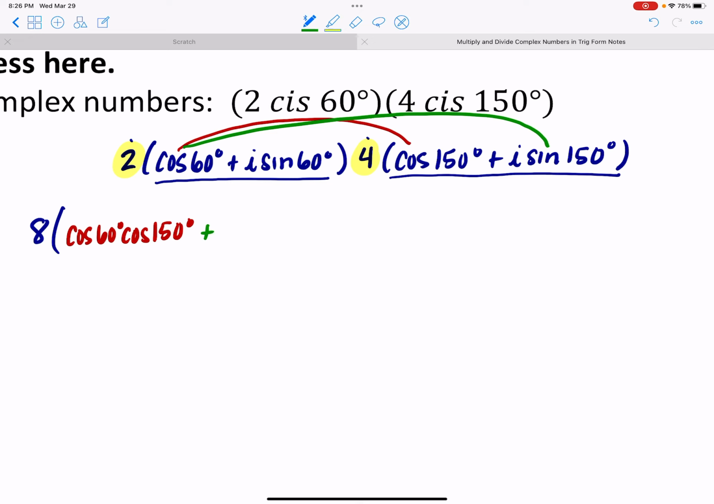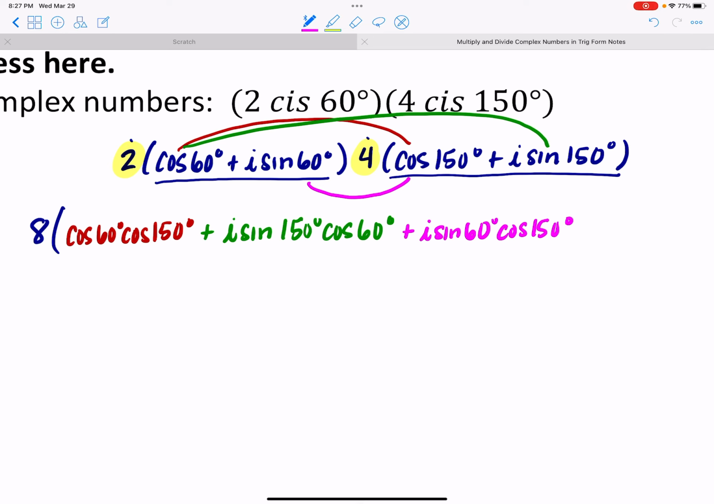positive cosine 60, and actually I'm going to write the sine first because the I is in front. So I sine of 150 and then cosine of 60, just so I can avoid writing in parentheses. Remember, work smarter, not harder. And now I'm going to multiply here. So I'm going to have a positive I sine of 60 and then cosine of 150.